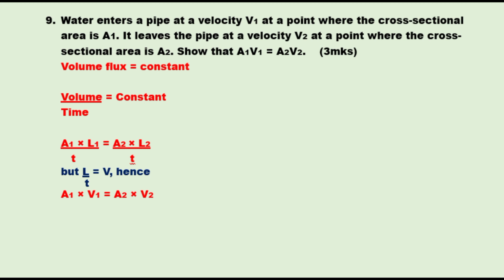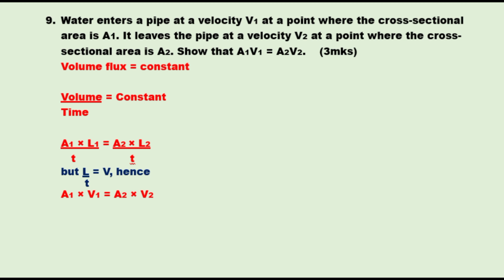So we know volume flux is constant. In other words, the flow rate of a liquid is always constant. That means the volume over time is constant, which is the flow rate. But we know volume of a liquid in a tube of flow, or a pipe of flow, is given by cross-sectional area times length. That means cross-section area 1 times length 1 over time equals cross-section area 2 times length 2 divided by time.